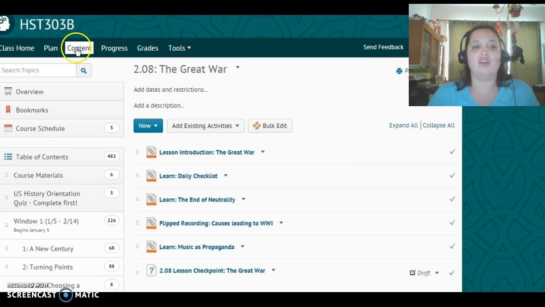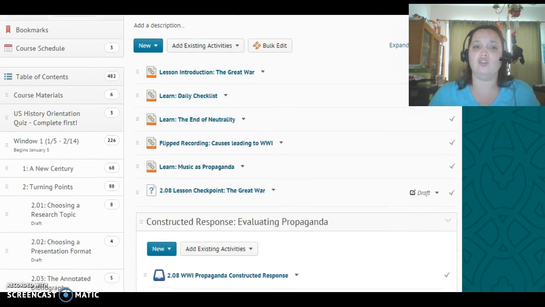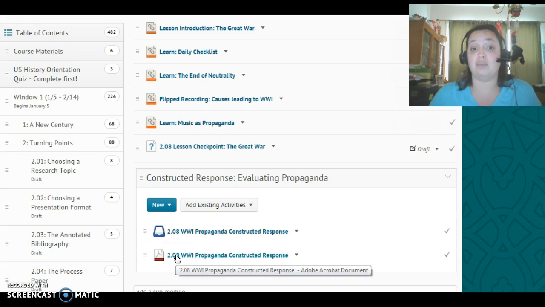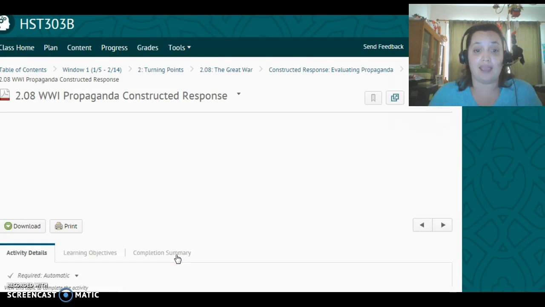So I'm here on the content page. I went down to Unit 2, and then I scrolled down to 2.08, and it brought me to this page right here. And if I scroll down, you'll see after the section and the flipped recording and everything you need to look at, here is the actual 2.08 constructed response. For those of you who are new, this is the Dropbox. That's where you'll actually upload it. But right here, this is what I want to click on to actually get the assignment document to understand what to do for my essay.